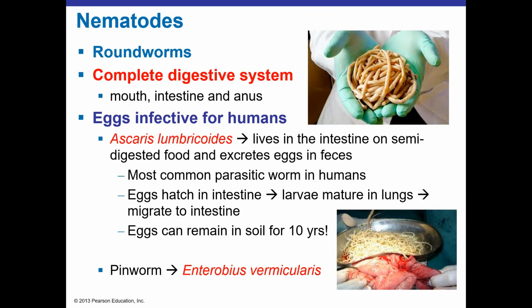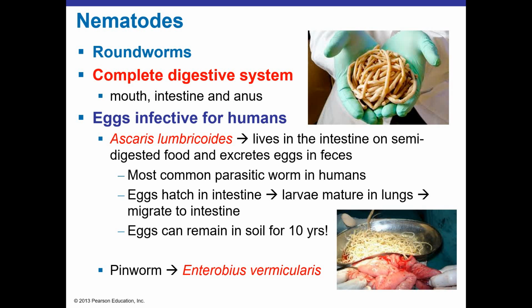The nematodes are the roundworms. They have a complete digestive system, meaning they have a mouth, an intestine, and an anus. And we can talk about those where the eggs are infective or the larvae. So here we're seeing what is referred to as Ascaris lumbricoides. This is the most common parasitic worm found in humans, and the eggs are what are infective for humans.